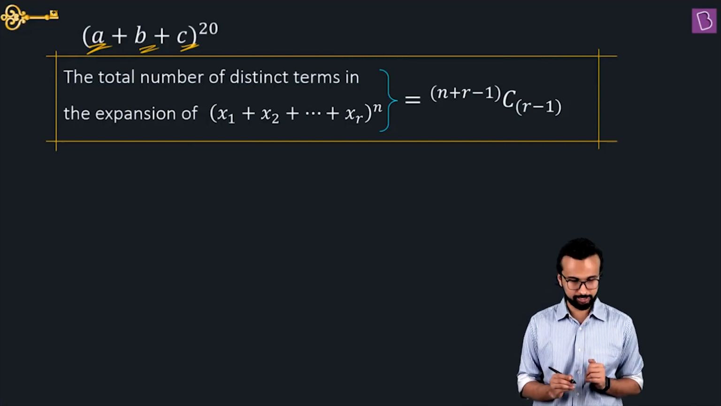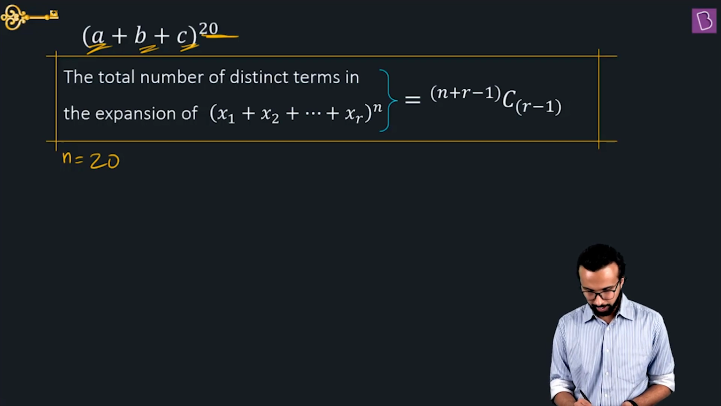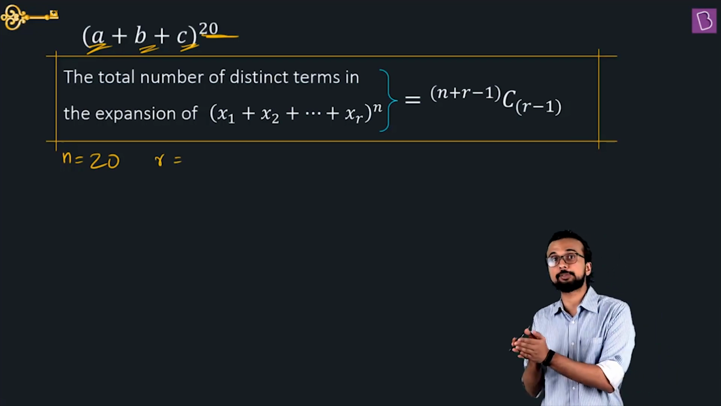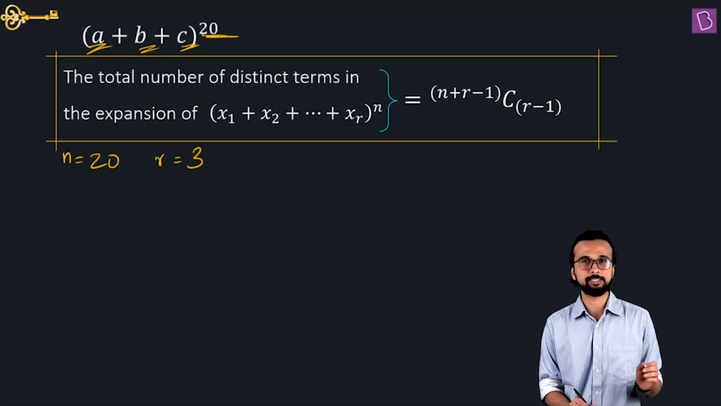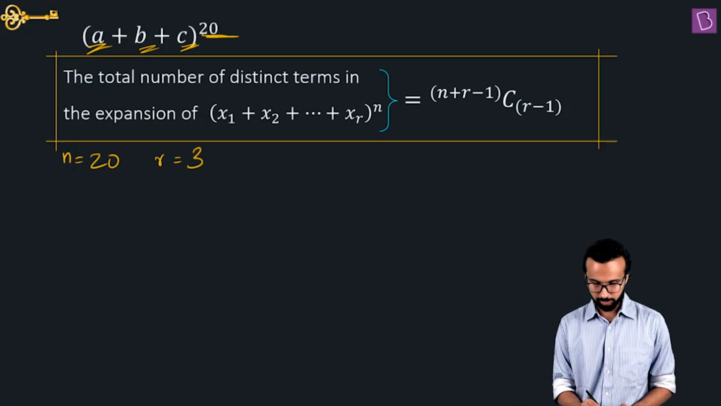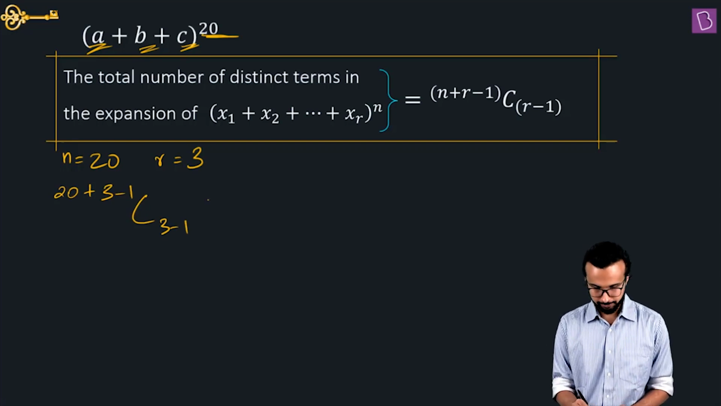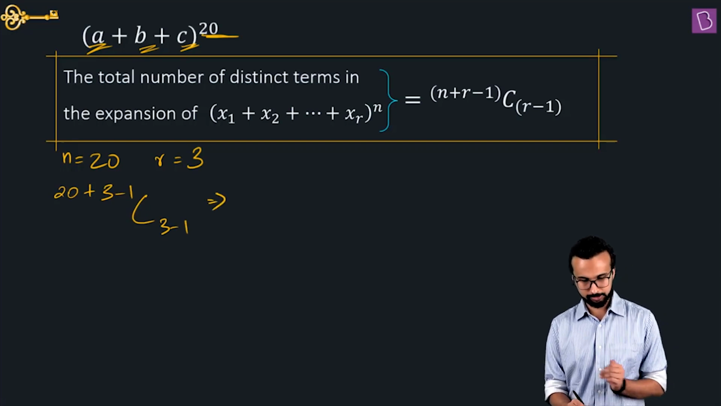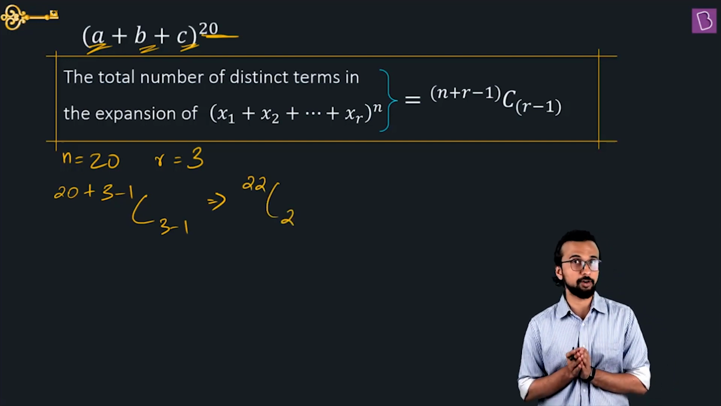Alright, so let's use that here. What's the value of n? You can see n is 20, it's the power. r refers to the number of different types of terms, a, b and c, which means r is 3 here. So what will our final answer be? (20 + 3 - 1)C(3 - 1), which is 22C2. 22C2 will be your final answer.